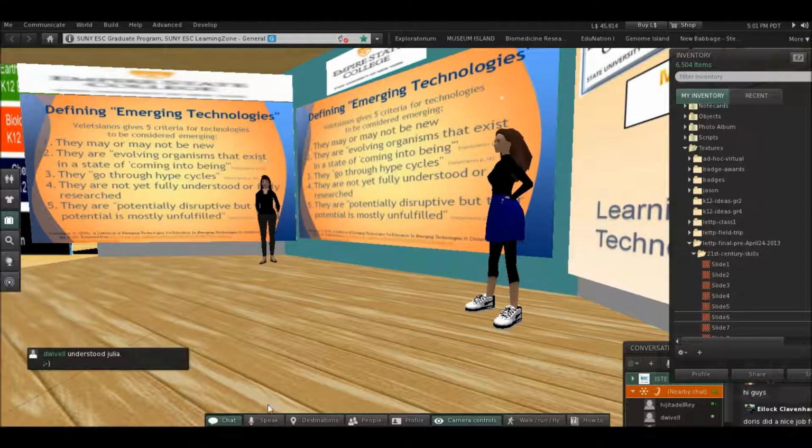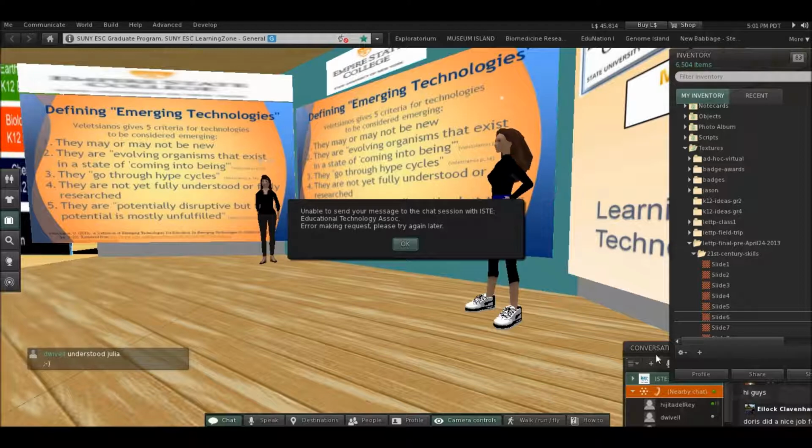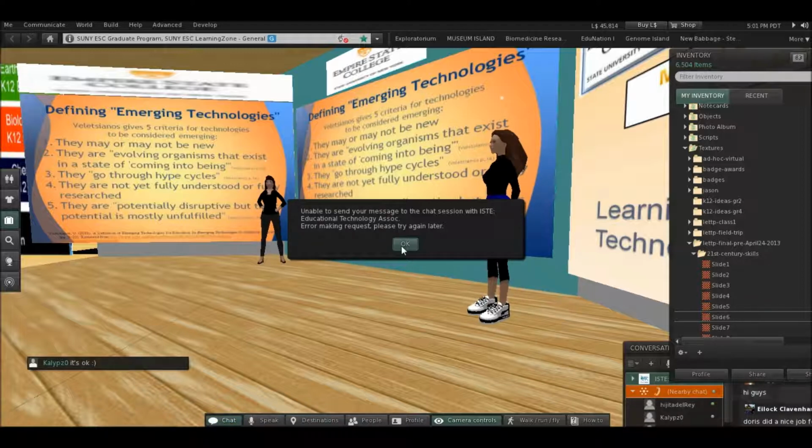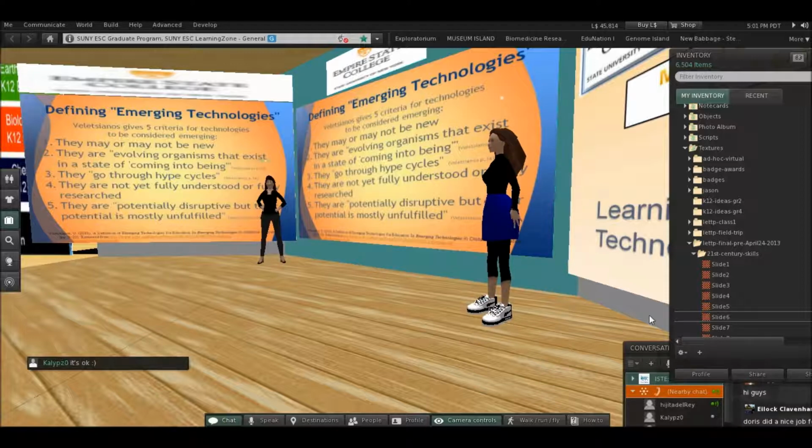So this one is obviously what we talked about in Module 1, and this comes directly from the reading from Valencianos, because it really was the basis of how we talked about defining emerging technologies. So I think they're pretty self-explanatory. They obviously may or may not be new.